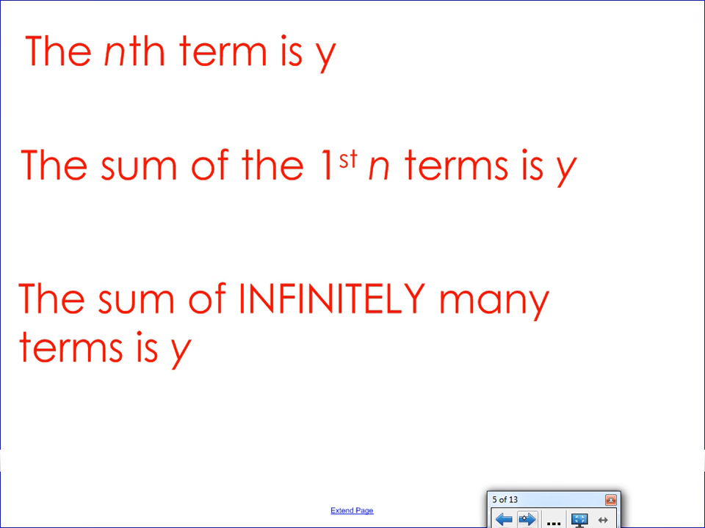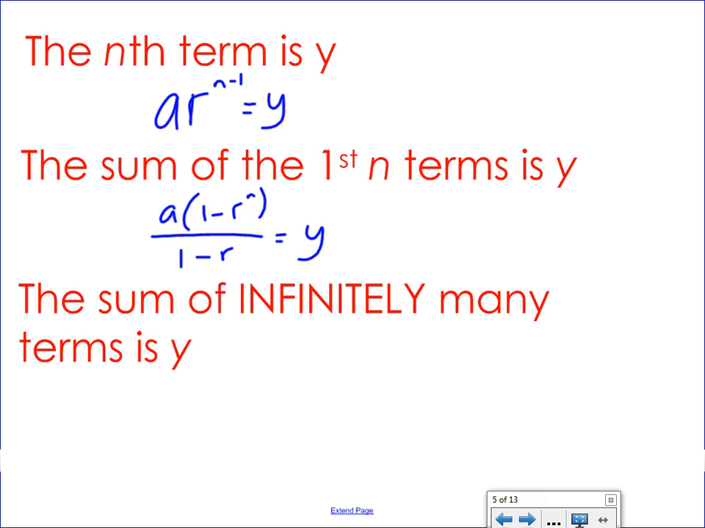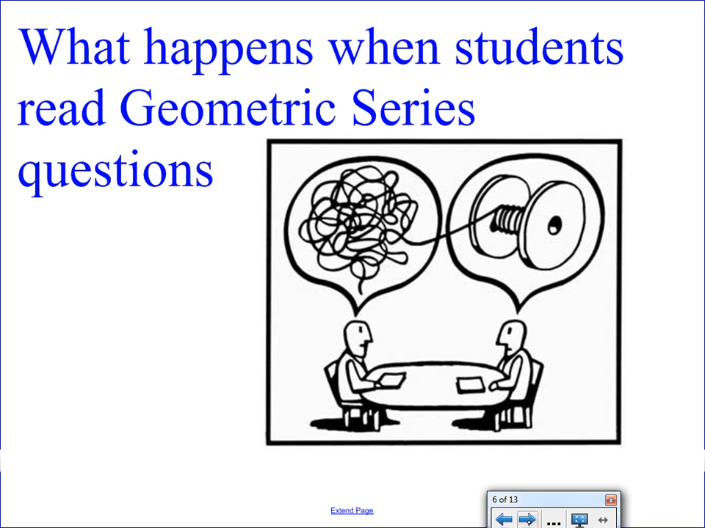So we've actually got 3 formulas to learn. The nth term, ar to the n minus 1. The sum of the first n terms, a times 1 minus r to the n over 1 minus r. And the sum to infinitely many terms, provided r is between minus 1 and 1, equals the same as the formula above, but without the bracket on the top. Same thing happens with arithmetic series, recurrence relations, sigma notation.